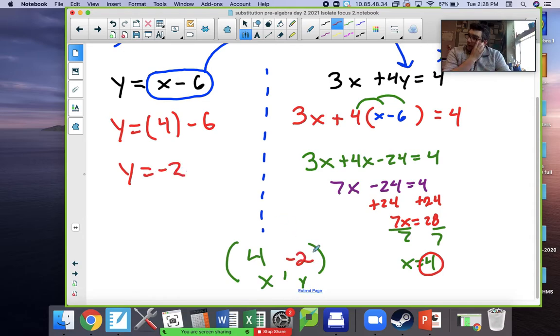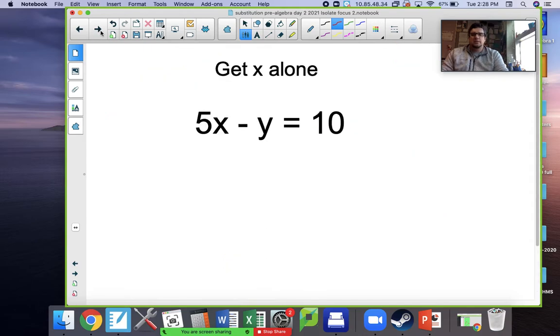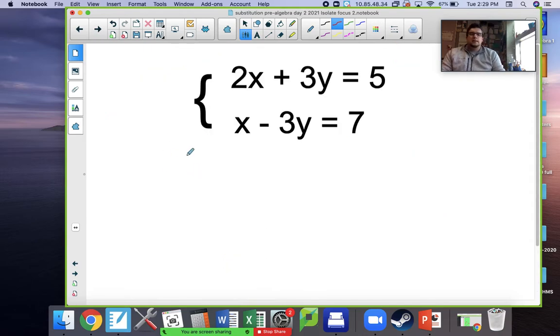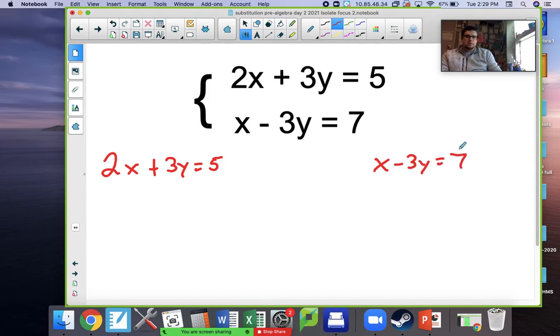The skill that we practiced today in class was, what if one of our equations doesn't say x or y equals at the start? For instance, this problem. I'm going to take 2x plus 3y equals 5. I have the x minus 3y equals 7. I don't have an x equals or a y equals in either one of these problems. That doesn't say y equals, that doesn't say x equals.